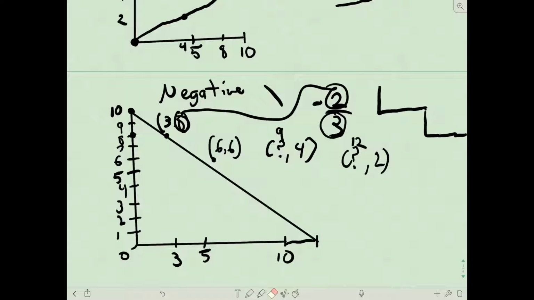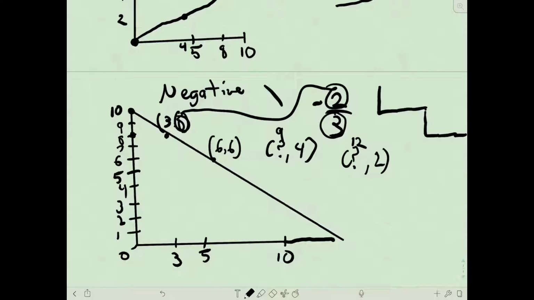Actually, no, it doesn't go to 12. It would go to 14, 0. So it would look more like this. And then 14, 0 would be over here.